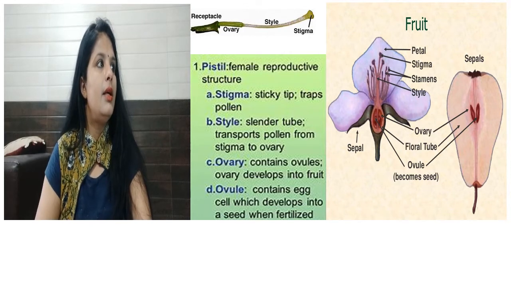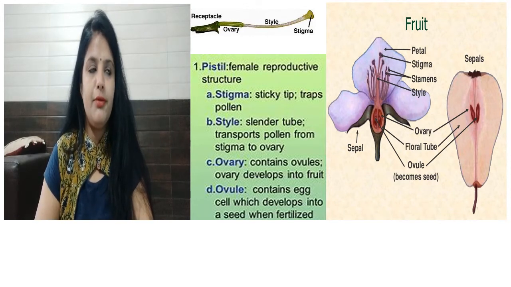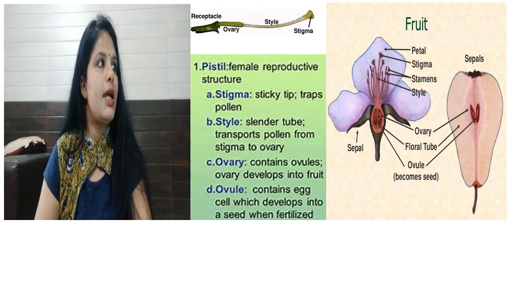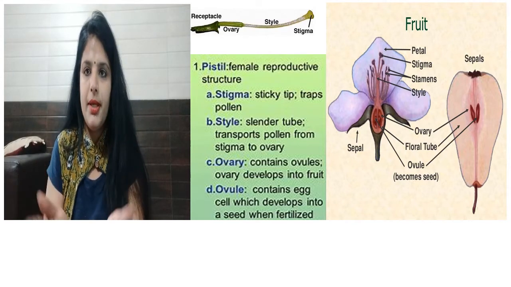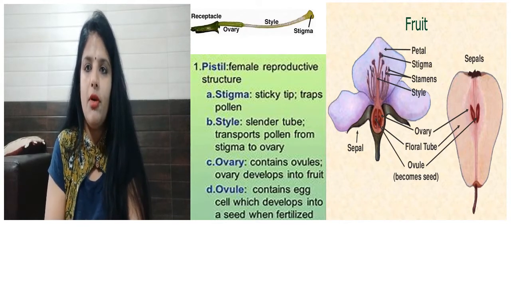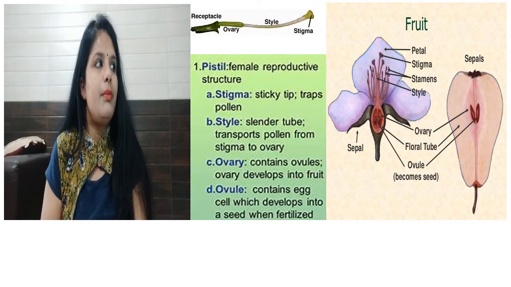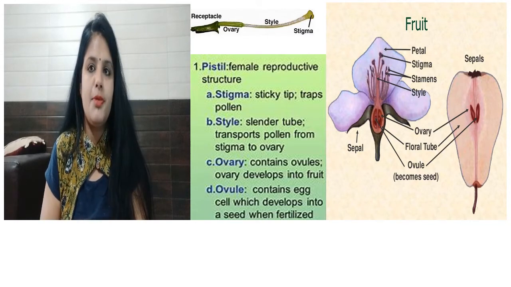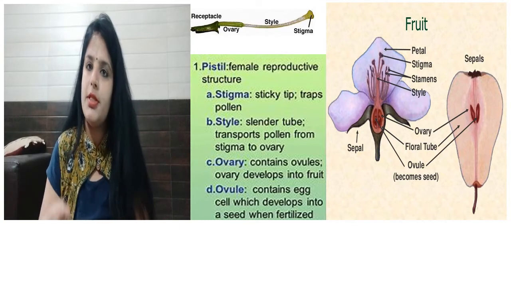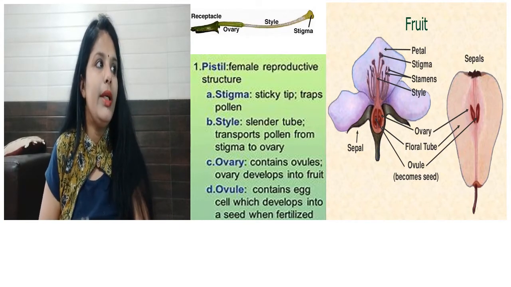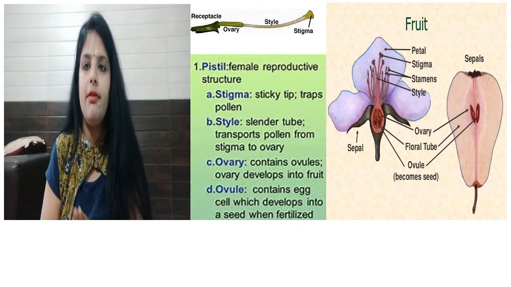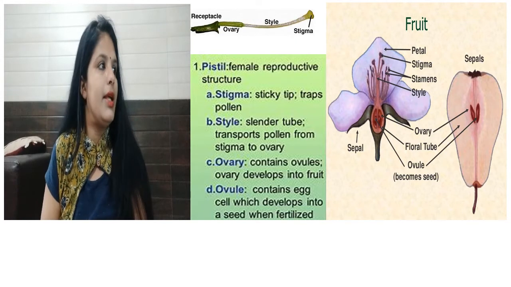Pistil is the female reproductive part of the flower. It is divided into stigma, style, ovary, and receptacle. Receptacle is the base part, or you can say the part which bears all the parts of the flower. Stigma is a sticky tip which traps pollen grains. Style is a tube which transports pollen grains from stigma to ovary. Ovary consists of ovules. Ovary develops into fruit and ovules develop into seeds after fertilization.